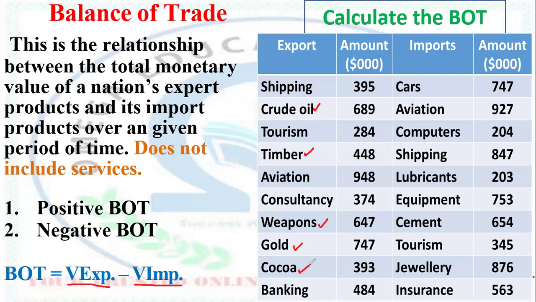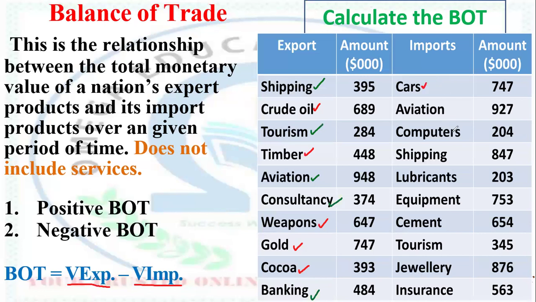That is one of the ways to confirm whether all the items that we have ticked are visible and nothing has been left out. So the rest are shipping, which is a service. Tourism is a service. Aviation is a service. Consultancy is a service. Banking is a service. So we haven't left anything out. Now let's go back to that of imports and then take our visible products.